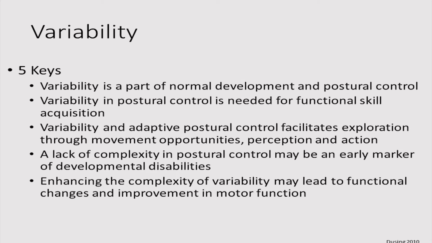There are 5 keys to variability. So variability is a part of normal development in postural control. It's needed for functional skill acquisition. Variability in adaptive postural control facilitates exploration through movement opportunities, perception, and action. A lack of complexity in the postural control may be an early marker of a developmental disability. And enhancing the complexity of variability may lead to functional changes and improvement in motor function.